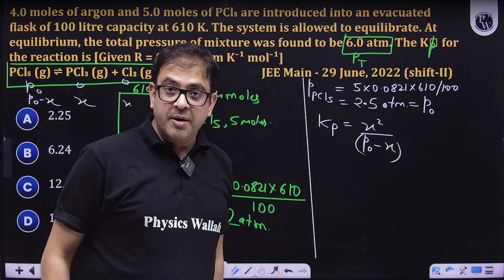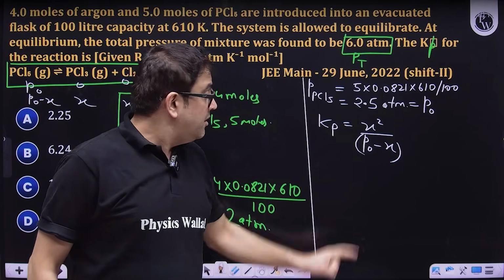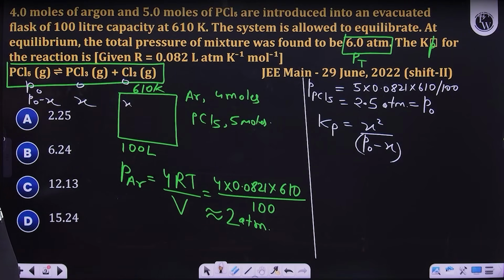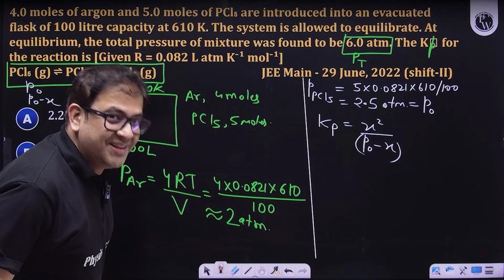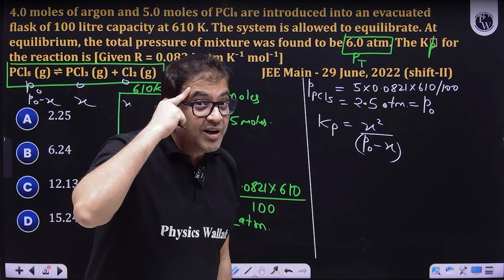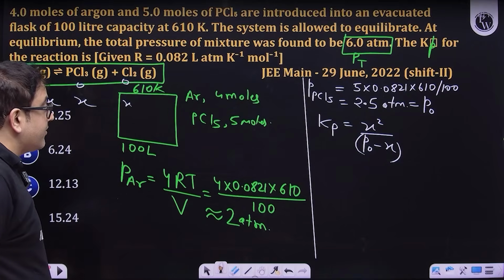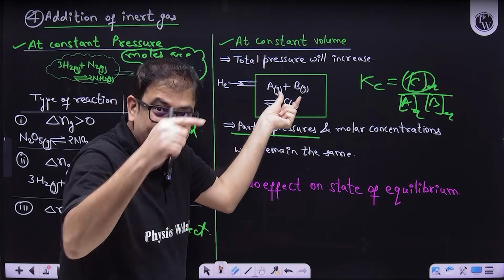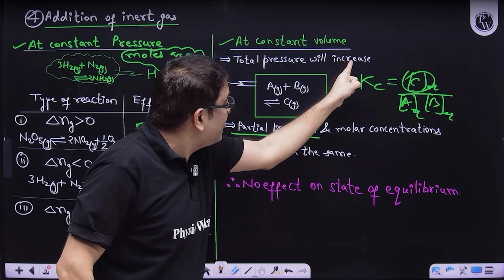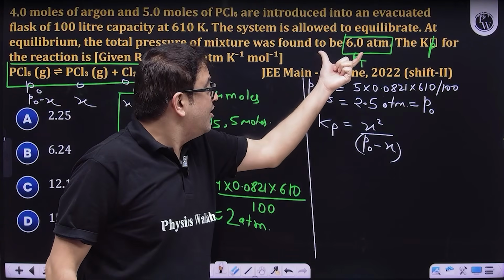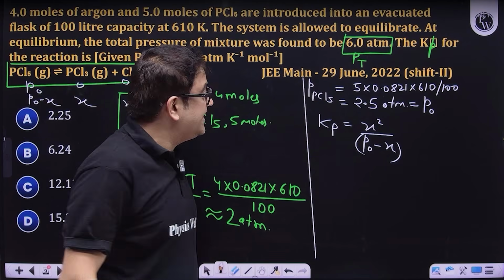Sir, we have to determine P naught, we know, sir, but X we do not know, sir. Check yourself. Don't you know X? You can know X. How? You are given the total pressure. Remember over here, the pressure will be increased as the inert gas is added, its pressure will also contribute to the total pressure. And that's why they have used this. Total pressure they have given to be 6.